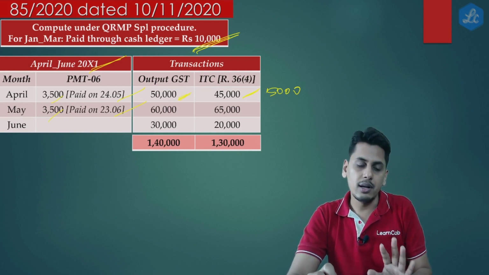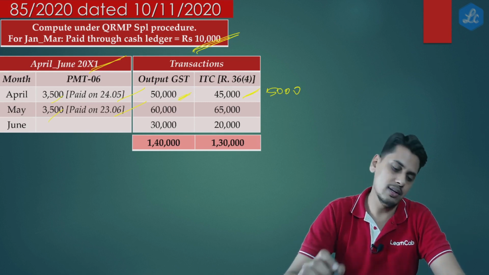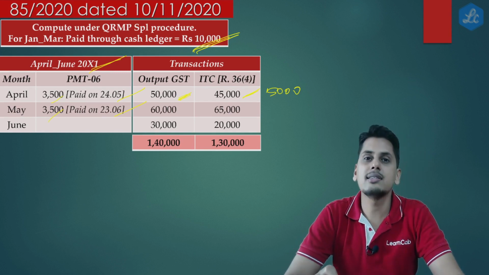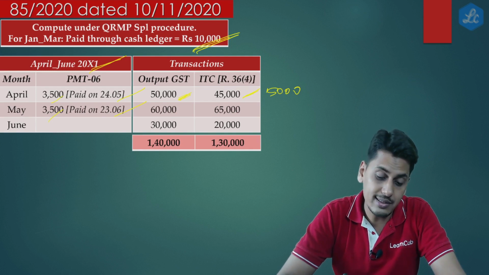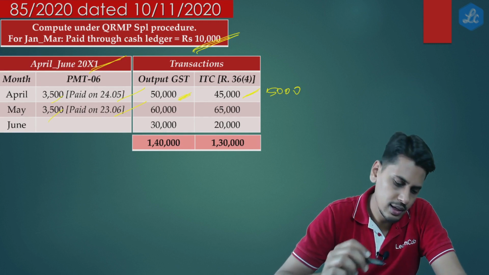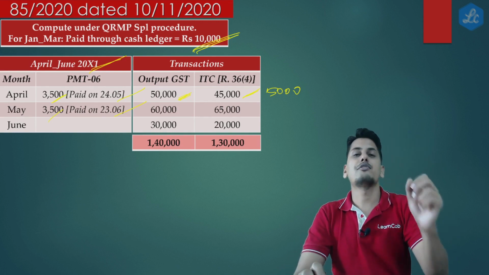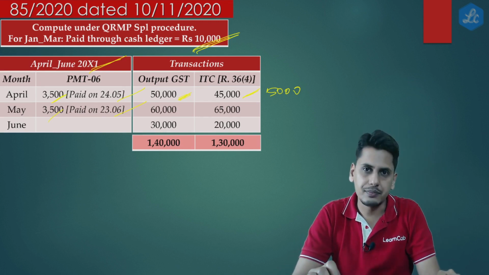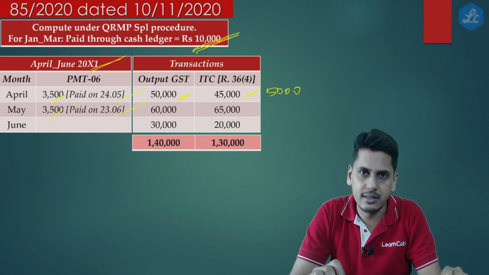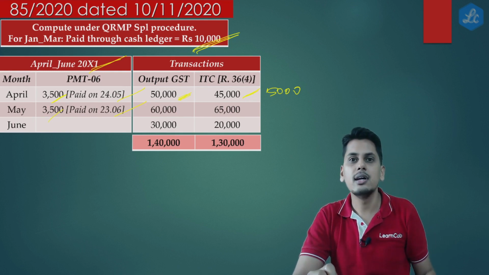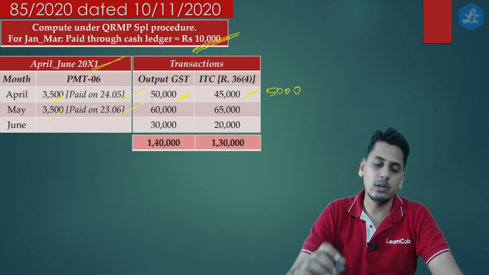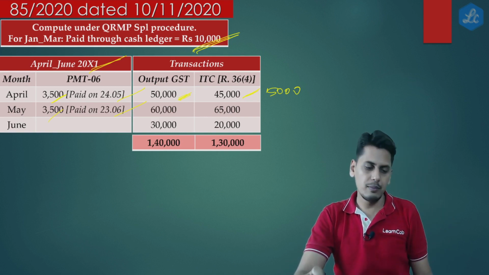For the month of April, the taxpayer compares it with his actual transactions. 45,000 is the input tax credit and 50,000 is the output GST. So friends, 5,000 was his actual liability. How much has he paid? He has paid 3,500 under the fixed sum method. The question is, should he pay any interest on the short deposit to the extent of 1,500 for the month of April?